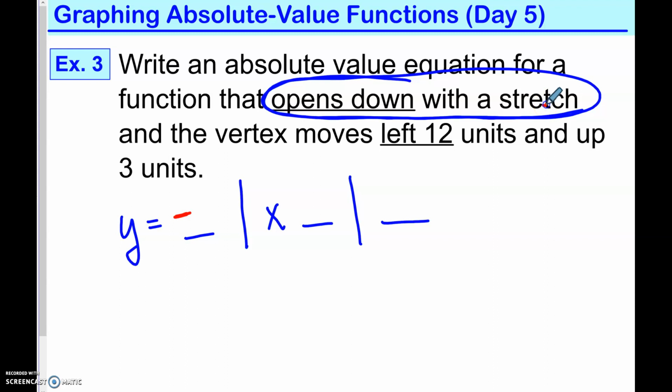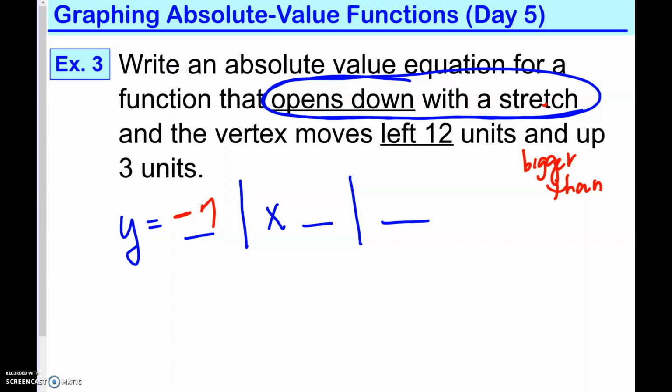Now, stretch means we're going to stretch it out, so I need a number bigger than 1. Any number bigger than 1. So you can put your favorite number of 7 in there, you can put 8, you can put 5, just as long as that number is bigger than 1, then you're good to go.